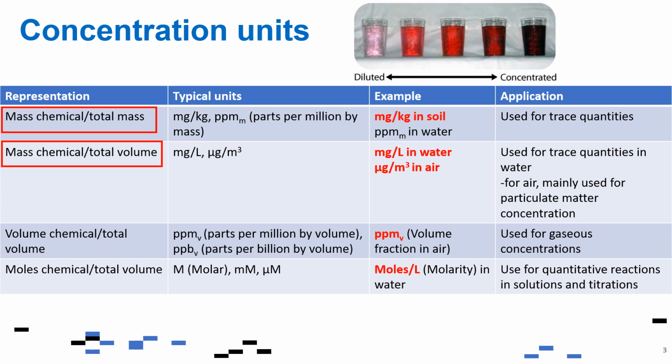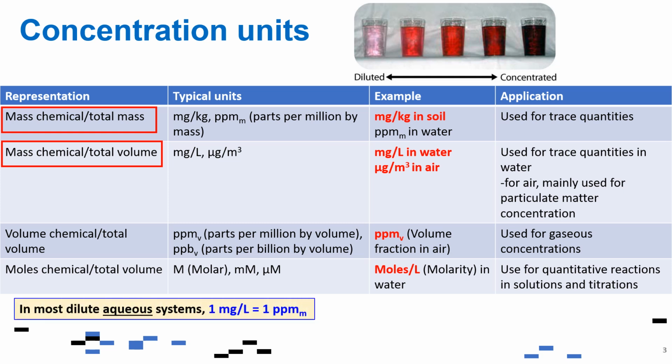Take note that in most dilute aqueous systems, especially with water as the solvent, 1 milligram per liter is equal to 1 ppm by mass. This is considering that water density is equal to 1,000 grams per liter. We can approximate many wastewaters and natural waters as dilute solutions.